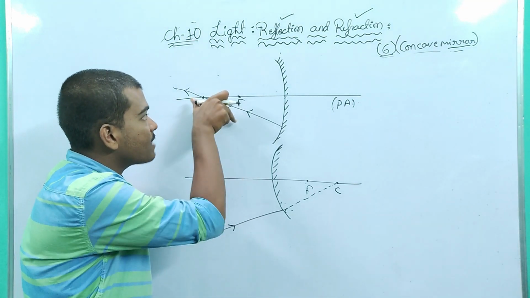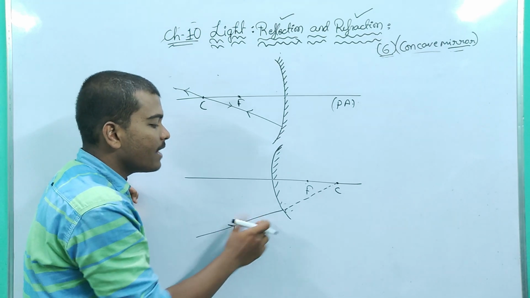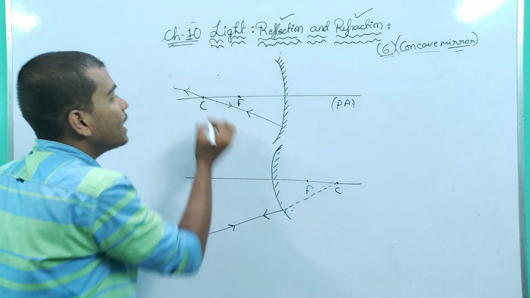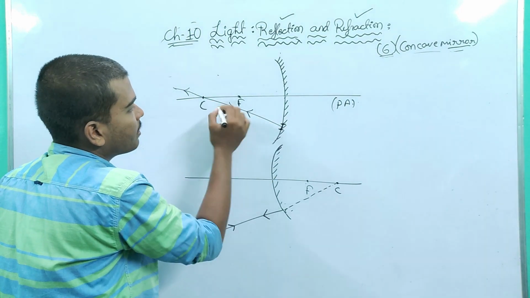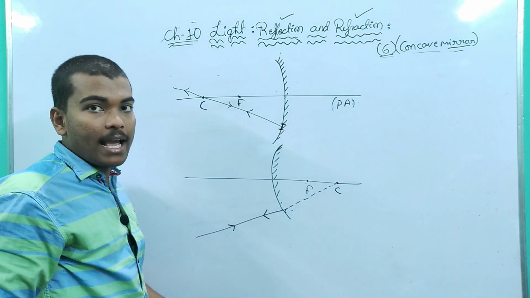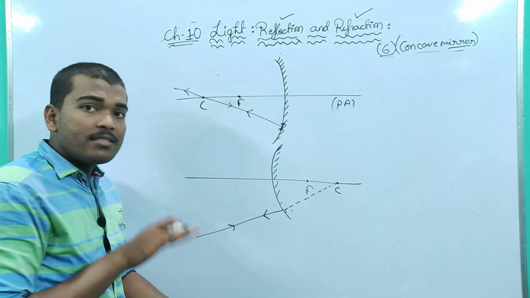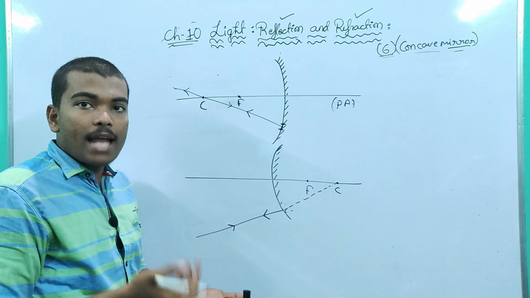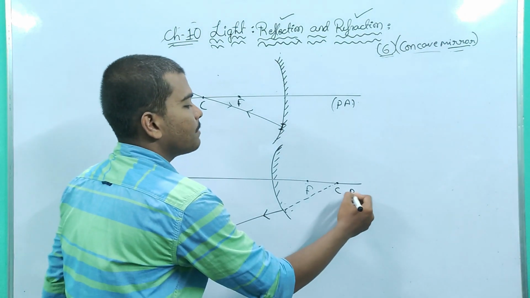So if a line passes through C, the center of curvature, or appears to pass from C, then the light gets reflected along the same path. You will ask why. Because if you draw a normal on this small part of the mirror, then I will be 0. As I is 0, the reflected angle will also be 0. The incident ray is grazing along the normal, so naturally I is equal to 0 and R is equal to 0. This is the third one, and this is the principal axis.